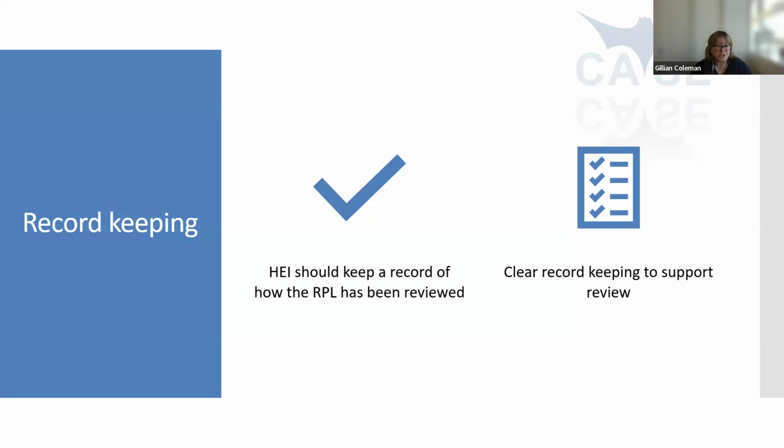What are you going to do if you haven't already got something in place? It's worth considering, how do you keep that clear record to support the review of that? And this is really important because should a decision be appealed, how are you going to evidence how you've actually gone through that process and thought about that learner's learning that they've done? So next slide, please, Jill.